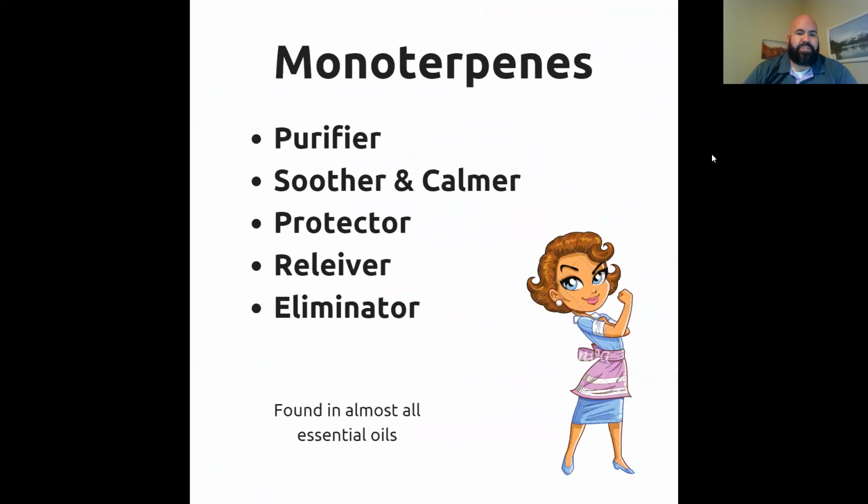Well, monoterpenes are found in almost all essential oils, right? Because they have the 10 carbons, they're a little bit lighter, and we know that the molecular weight of essential oils is very light and fluffy, right? So monoterpenes comprise most of your essential oils, and typically they help purify. They're going to be soothers and calmers. They're going to protect, relieve issues, and eliminate things.